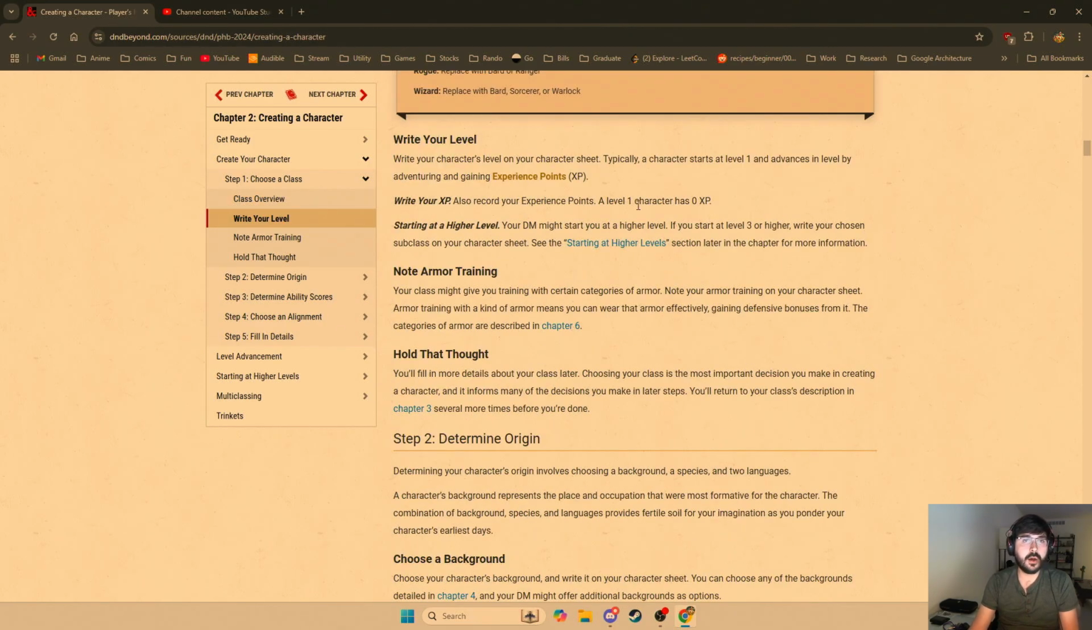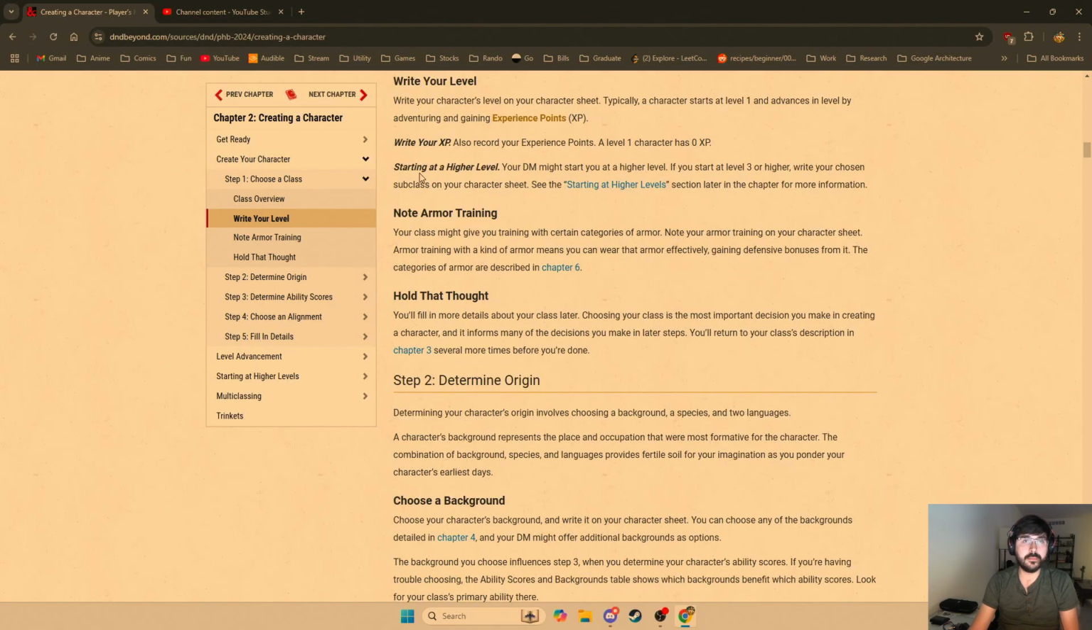Okay. Typically, characters start out at level 1. That's not always true. Sometimes, if you're in a one shot, you might start off at level 5. You don't really know. It's always different. Sometimes it's milestone, where you level up when you hit a milestone. Sometimes you're given XP for kills. Sometimes it's split between the party. It really is dependent upon your DM.